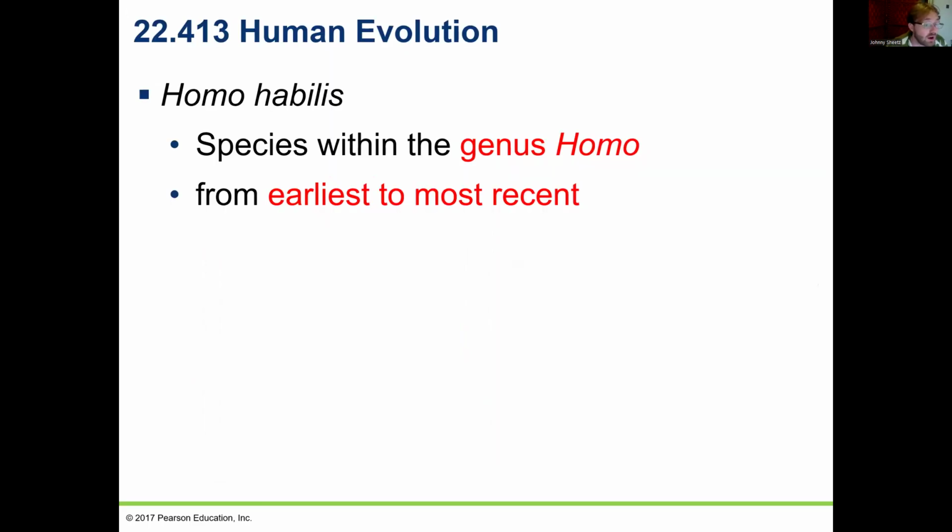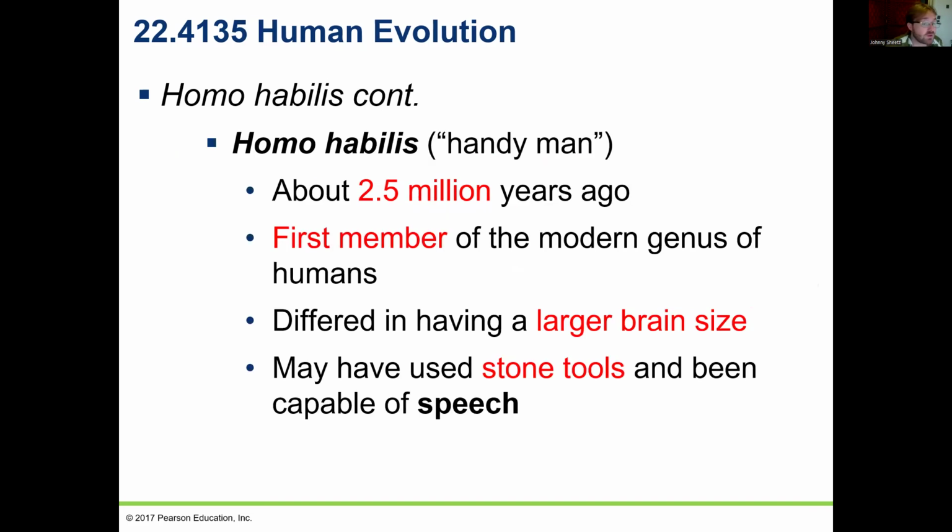Now, moving into our actual genus, Homo, the first species we found was Homo habilis. So Homo habilis, also known as the handyman, is about 2.5 million years old. It was the first member of the modern genus of humans. Had a much larger brain, most likely engaged in pretty advanced tool use, and we're pretty sure they were capable of speech.